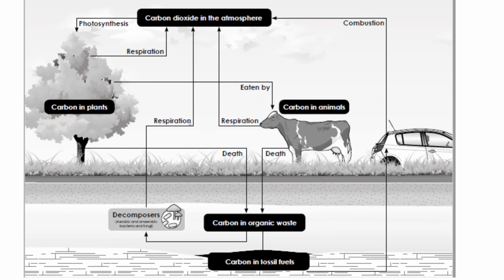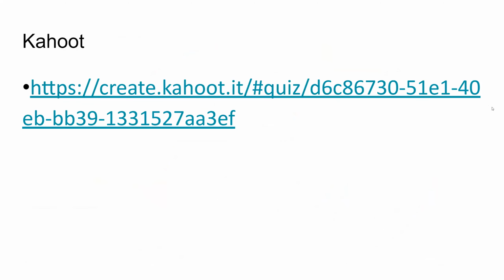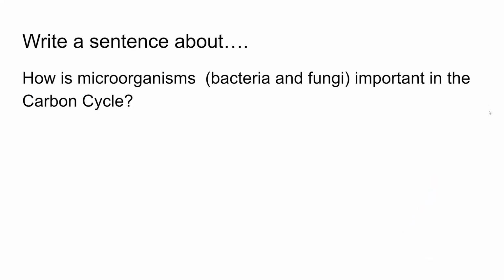The main point here I want to make is the decomposers. The decomposers are microbes, so aerobic and anaerobic bacteria and fungi. They use carbon in organic wastes and respire to produce carbon dioxide. So that's the main point you need to know. Okay, so have a go at this. Write a sentence about how microorganisms are used in the carbon cycle.